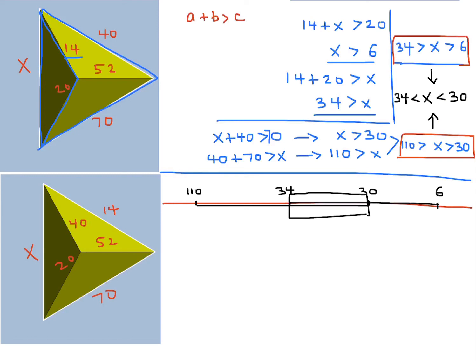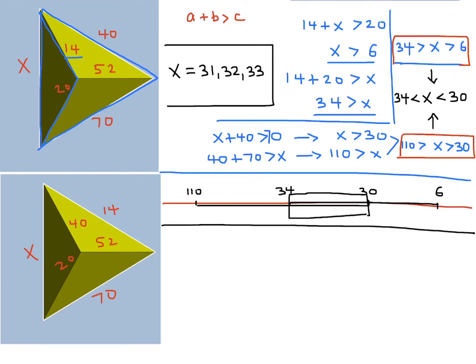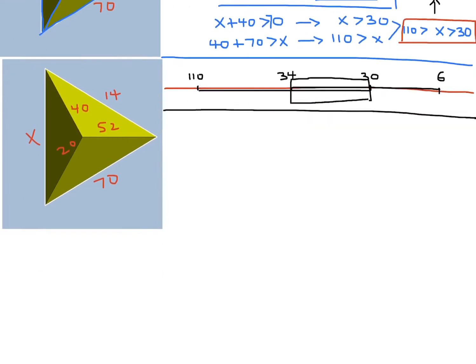All right? Notice less than, not equal to. So what are our integer solutions? I'll write them in here. X is going to be 31, 32, and 33. Okay, so I hope you understand how that happened. We're going to do the exact same thing on this triangle right here. So hopefully, since I've already done it once, the second time, you can probably do it on your own. So here we go.